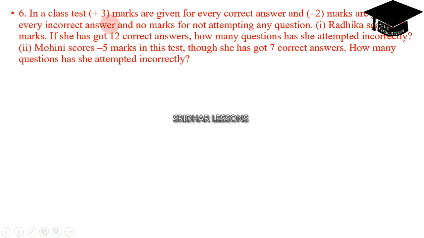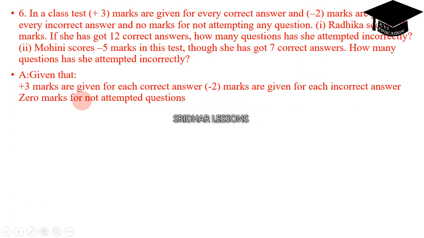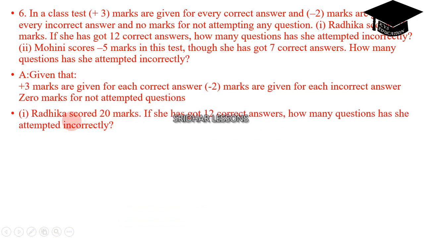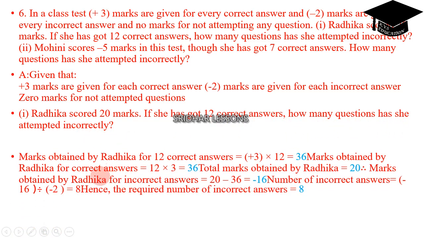In a class test, plus 3 marks are given for every correct answer and minus 2 marks are given for every incorrect answer and no marks for not attempting any question. So, this is what was given, and question 1 is: Radhika scored 20 marks. If she has got 12 correct answers, how many questions has she attempted incorrectly?